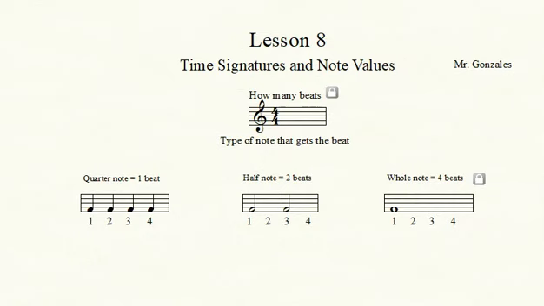The upper number tells us how many beats or counts are in each measure. In our case right now, we have 4. And the lower number indicates the type of note that receives 1 beat. In this case, it is a quarter note. To simplify it, the top number is how many beats. The bottom number is the type of note that gets the beat. In 4/4 time, a quarter note is equal to 1 count, or beat.